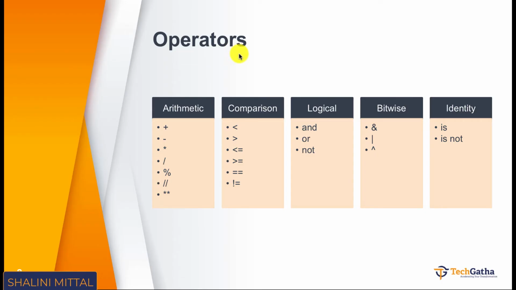So Python supports various operators: arithmetic, plus, minus, multiplication, division, mod, floor division, and exponential, that is 2 asterisks. It supports comparison operators: less than, greater than, less than equal to, greater than equal to and not equal to. Logical operators and, or and not. Bitwise operators, ampersand as a symbol, or and XOR. Identity operators, that is and is not.